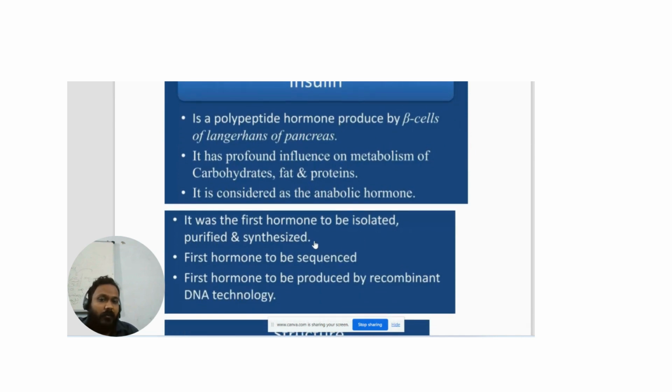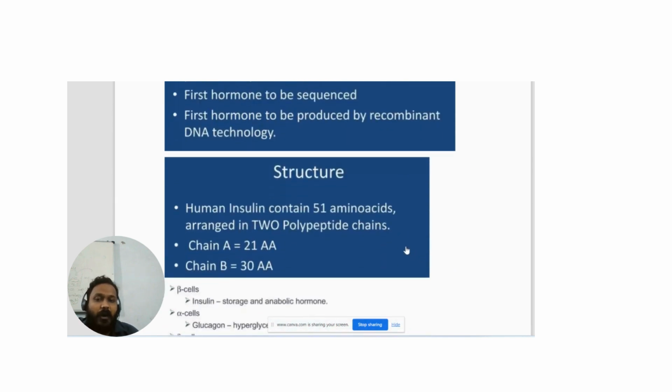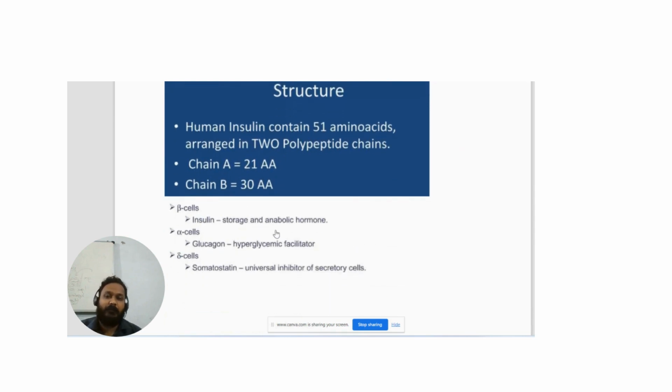It was the first hormone to be isolated, purified and synthesized. First hormone to be sequenced, first hormone to be produced by DNA recombinant technology. Now we talk about the structure of insulin. Human insulin contains 51 amino acids arranged in two polypeptide chains, chain A and chain B. Chain A contains 21 amino acids and chain B contains 30 amino acids.